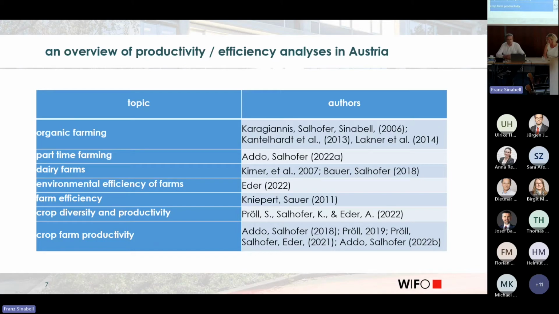The first one was done in 2006, and this study already shows where the journey is going. All these studies use a specific data set that we also are employing. It's a panel data set that has been established in the 1950s and has become available for research in 2005. And since then, various studies have been carried out. And you see here the topics of the papers, starting from organic farming, the role of part-time farming, specific sectors like dairy farming, crop farming, and some farm efficiency analysis using the whole farm.